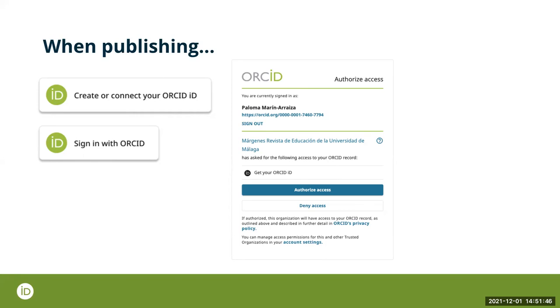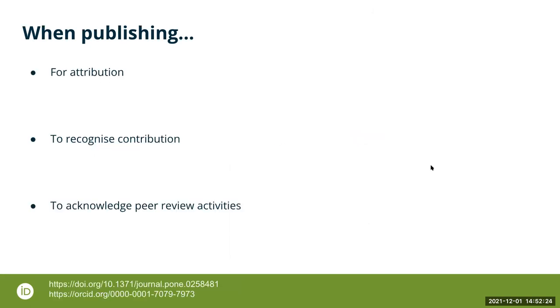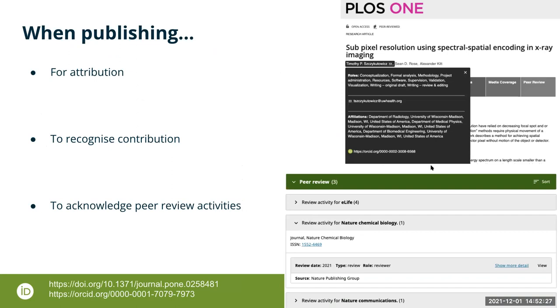And the same that we see here, I think I can use a pointer, but I can see the option, no problem. So the same that I see here, get your ORCID ID, there are other options that can be available. For example, adding information to the ORCID record in the case that that journal can add my publication afterwards or peer review contributions. So when publishing, the main uses of ORCID are attribution.